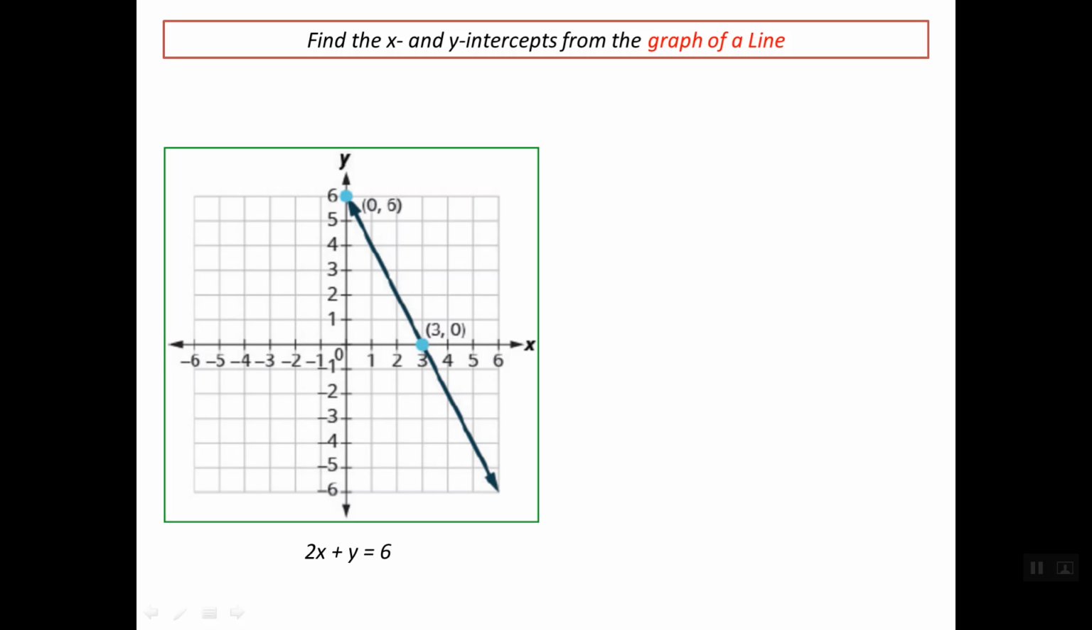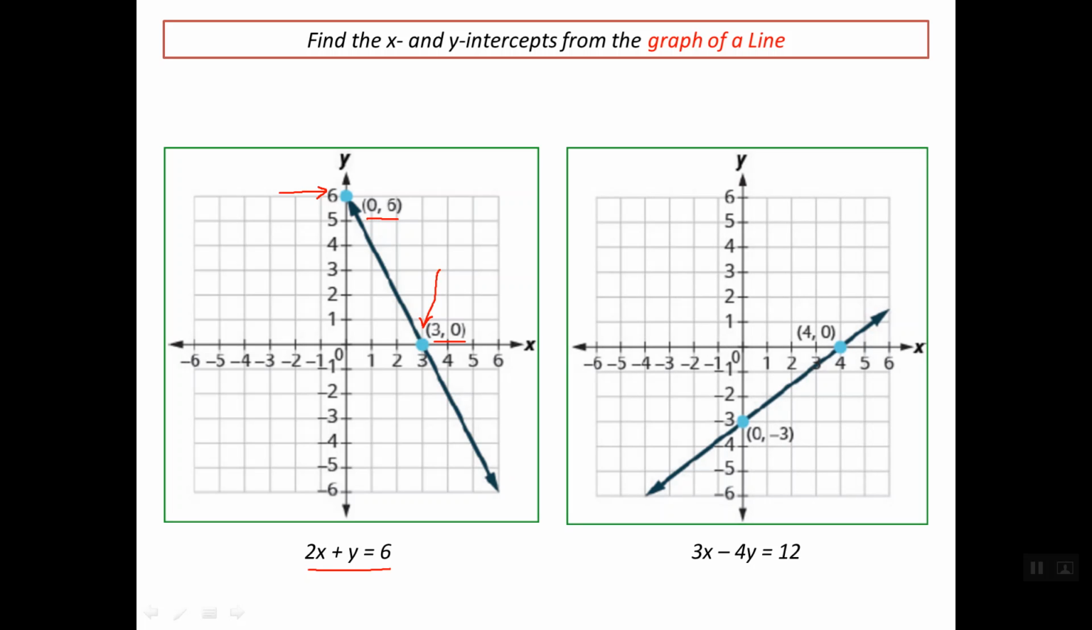So if we have this graph for the equation 2x plus y equal to 6, now simply we can determine the X and Y intercepts. The X-intercept is the intersection between the straight line and the x-axis. The coordinates of this point are 3 and 0. And the Y-intercept, which is the intersection between the straight line and the y-axis, has the coordinates 0 and 6.